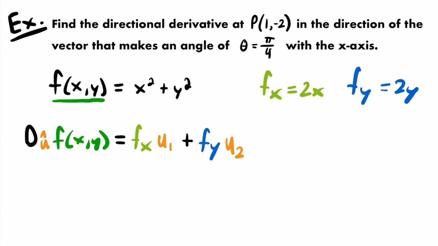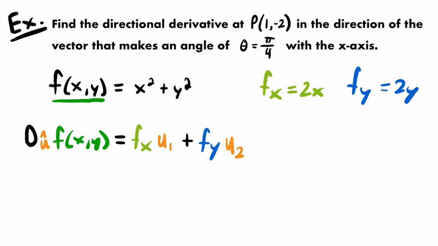Which means the only thing we don't have here that we need in order to calculate the directional derivative are the components of the unit vector that is describing the direction in which we want to find this derivative. And so how do we find that? Because as you might have noticed, we were not explicitly given a unit vector here. Instead, what we've been told is that the directional derivative we want to find should be in the direction of the vector that makes an angle of theta equals pi divided by 4 with the x-axis.